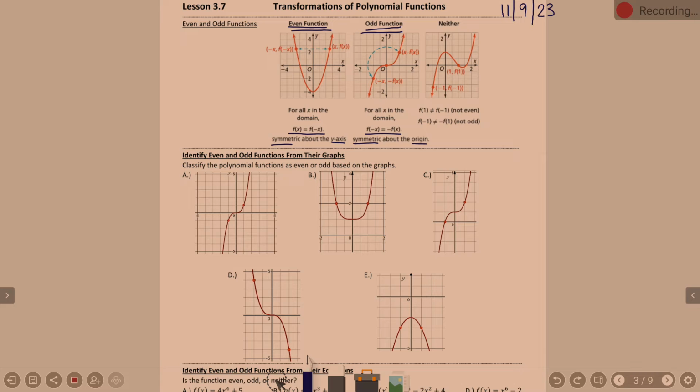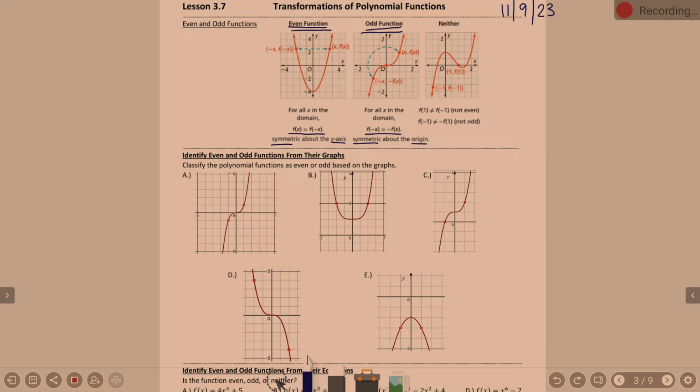The easiest way to look at even and odd is if you have a graph. If you have a graph, that's going to be your easiest way. As we look at A, it classifies the polynomials as even or odd based on their graphs. So as we look at this graph, does it look even, with symmetry across the y-axis? Does it look odd, with symmetry about the origin? Or neither of those categories? Because it looks like the odd example. Fair enough? Are you guys with her on that one?